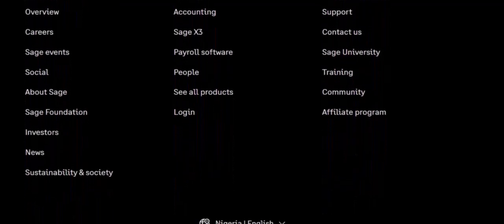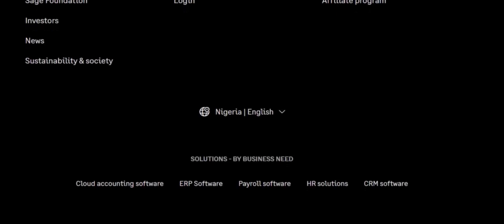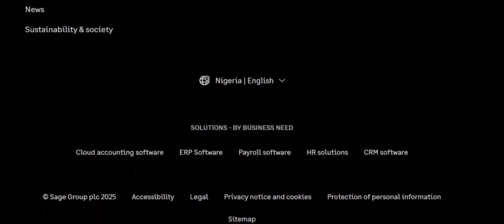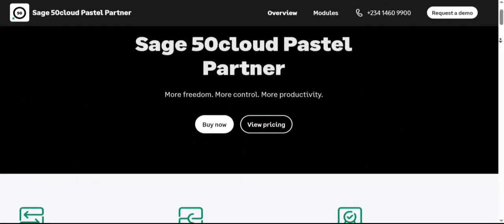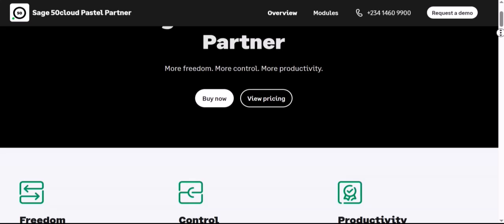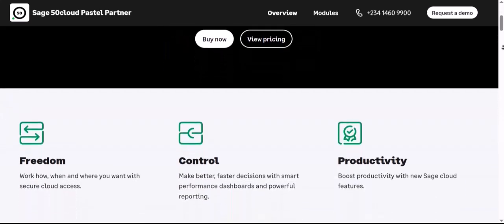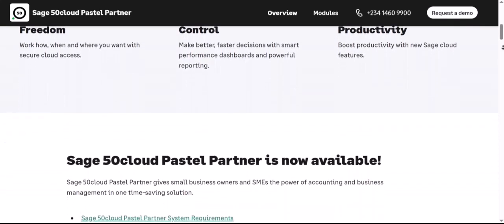SAP offers both cloud and on-premise deployment options, providing businesses with flexibility in how they implement and manage their systems. Its strength lies in its highly customizable and integrated nature, capable of supporting intricate business processes across various departments. SAP is known for its extensive functionality and scalability, able to handle large volumes of data and complex organizational structures. However, this comprehensive nature can also translate to a more complex implementation process and potentially higher costs compared to Sage Intacct.